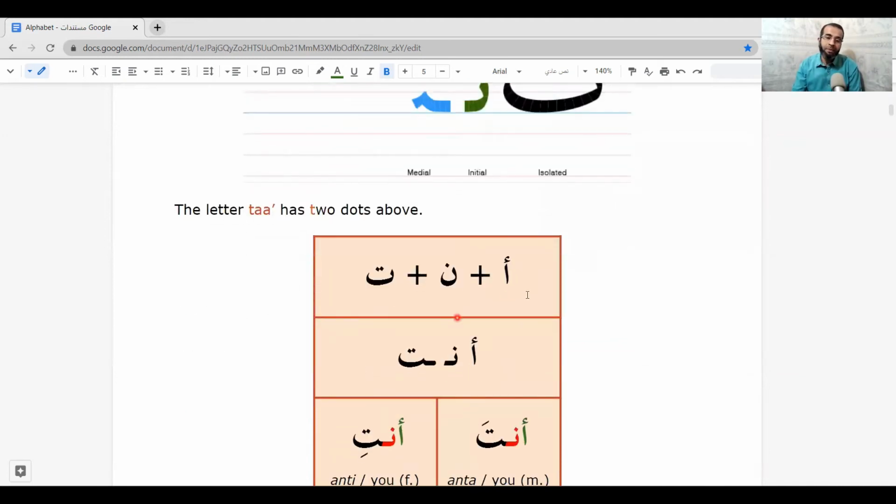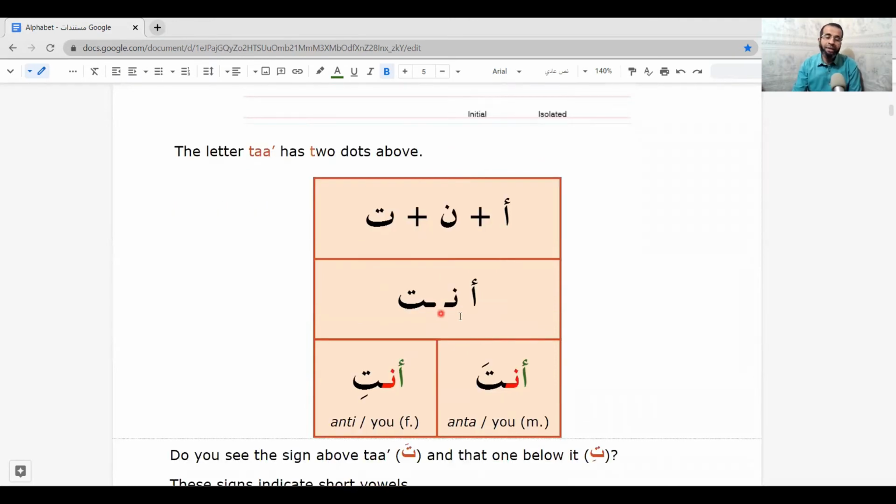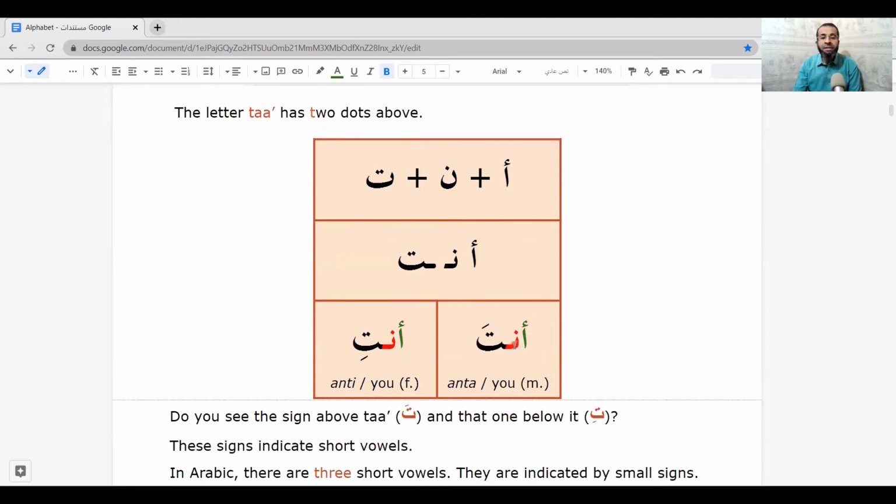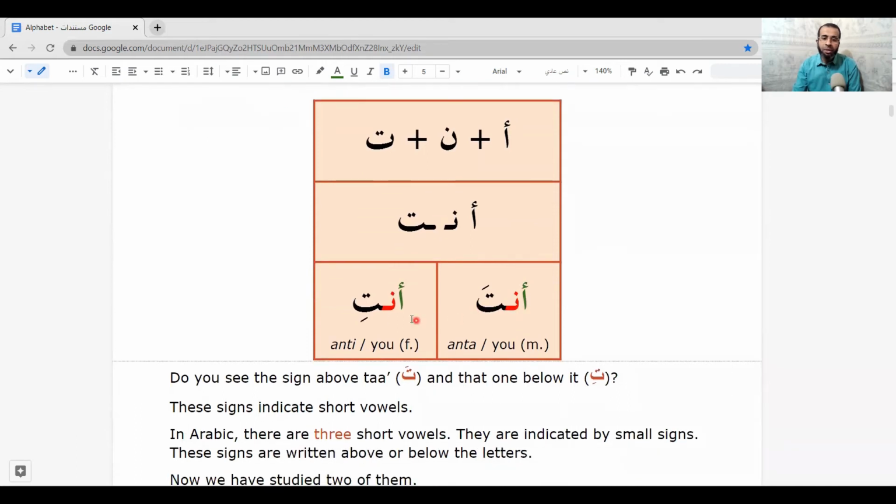Now, look at this. Here in this word, there are three letters: alif plus noon plus ta, or a, na, ta. When we connect them, they will look like this. Alif is not connected to the left. Noon is ready here to be connected, and ta is connected from the right, and it's the last letter in the word. Anta.